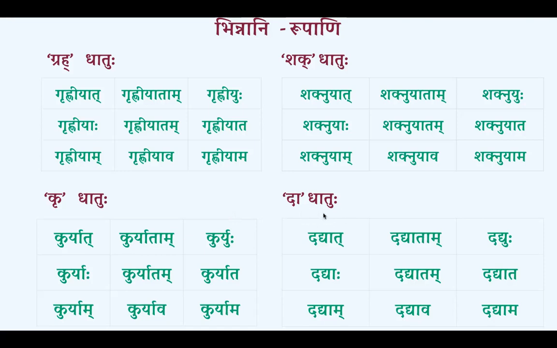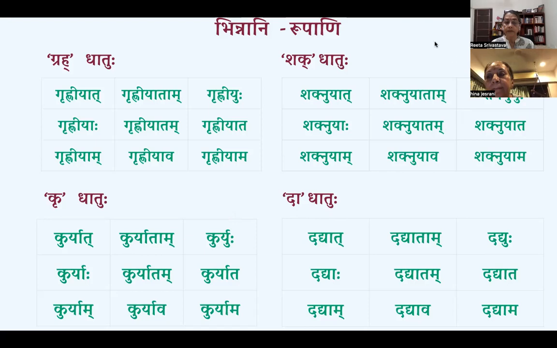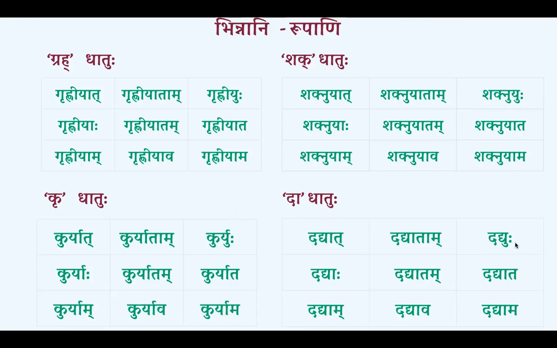Vijay Sundara Mahodaya, etat pathatu krupaya. Da dhatuhu: dadyat, dadyatam, dadyuhu, dadyaha, dadyatam, dadyata, dadyam, dadyava, dadyama. So dadyat, dadyatam, dadyuhu, dadyaha, dadyatam, dadyata, dadyam, dadyava, dadyama.